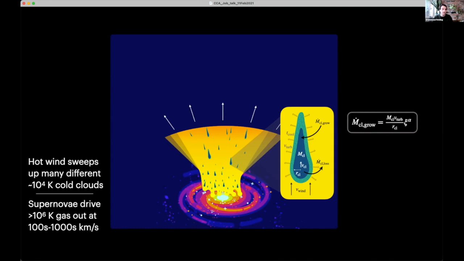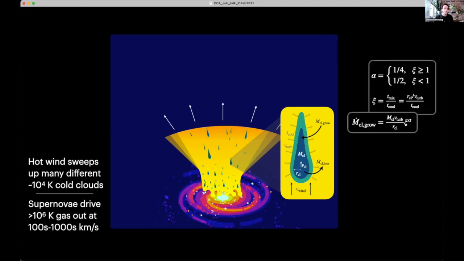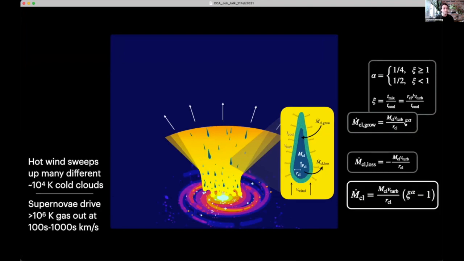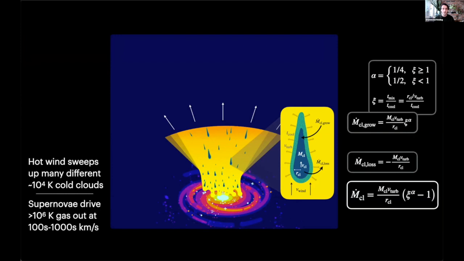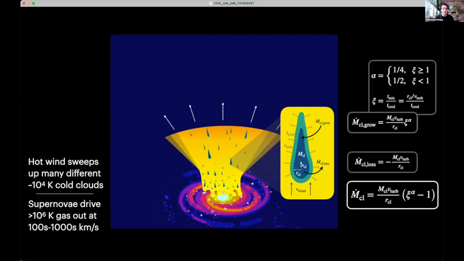This B turb over our cloud, that's 1 over the mixing time, and then times this C to the alpha, where C is again the mixing time to the cooling time. While this isn't the most intuitive expression, and that's why we only just recently discovered it, it's actually quite simple once you see it. And that is going to be pitted against the cloud loss, which again just goes as the cloud mass divided by the mixing time. So we put these two together and we get this sort of beautifully simple expression. Okay, this is the total mass growth of a cloud.